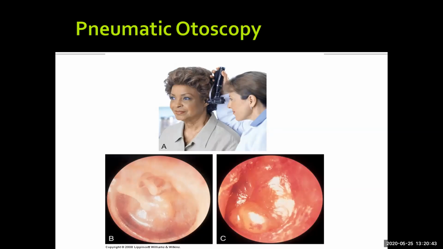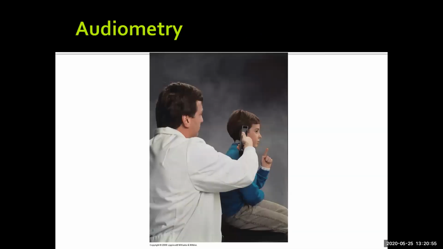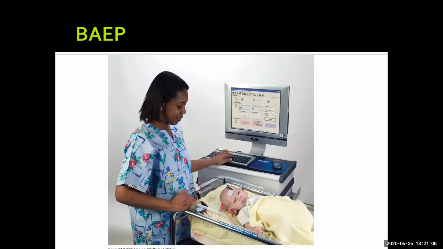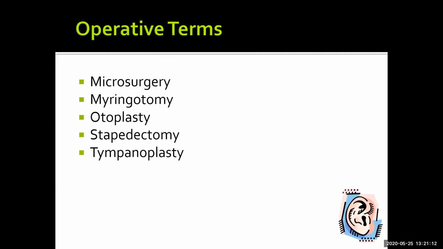The pneumatic otoscopy, so you can see here, they're going to look for the tympanic membrane response as air is released into there. And audiometry, this person would respond to sounds. So you can see the person holding up their finger if they hear a sound. And then this is the BAER test that's used usually with newborns.